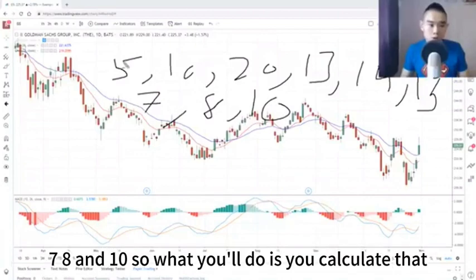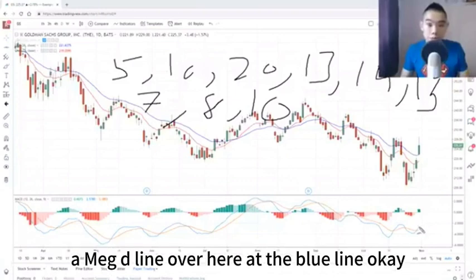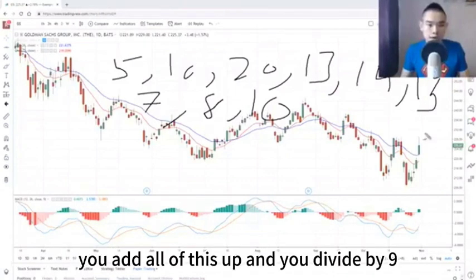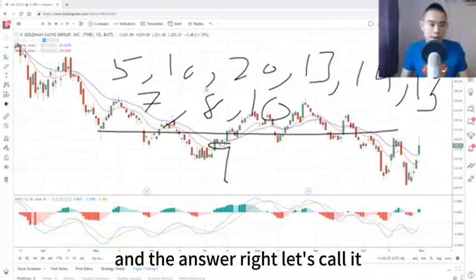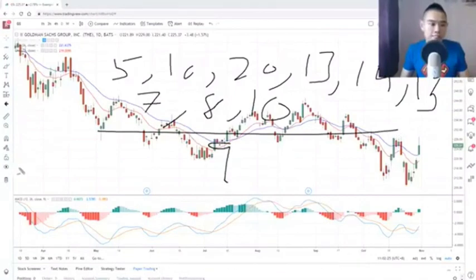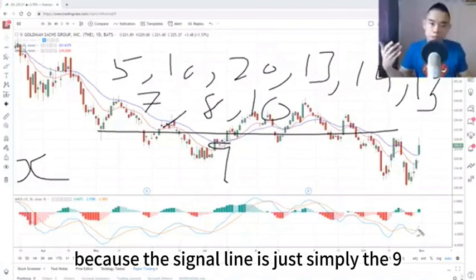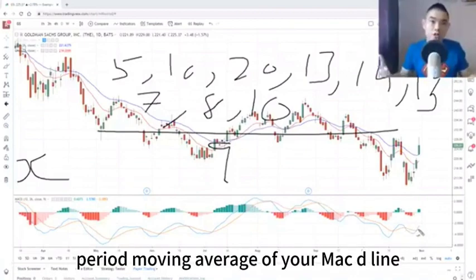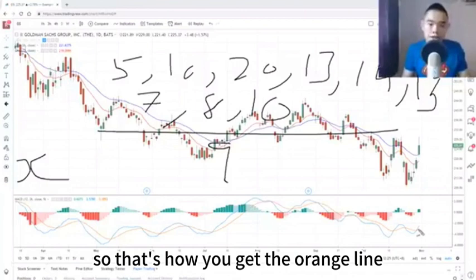So what you'll do is imagine that all these numbers are actually this MACD line over here, the blue line. You add all of this up and you divide by 9. And the answer, let's say it is X, will be the value of your signal line, because the signal line is simply the 9-period moving average of your MACD line. Simple as that. So that's how you get the orange line.